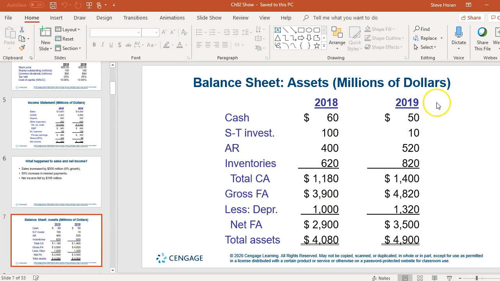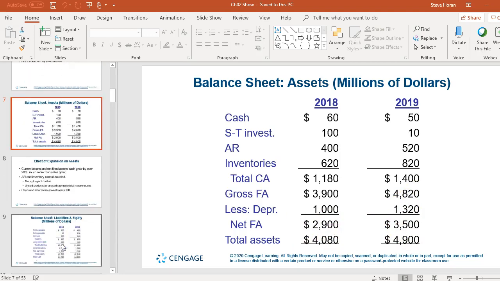So this is the asset side of the balance sheet. Cash went down, short-term investments went way down, receivables went up. Well, sales go up, so it makes sense that receivables would go up to some degree. Inventory goes up, which again is legitimate because sales go up, but should they have gone up by this amount? Probably not. So my total current assets go up. My gross fixed assets went up. That tells me that we bought some property, plant, and equipment because we went from 3.9 to 4.8. So we definitely increased there. So net fixed assets go up quite a bit and total assets go up.